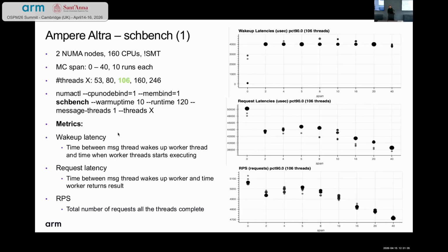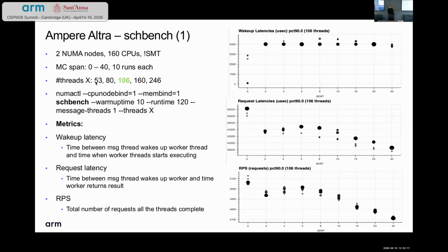This is an example with schedbench. You have as metrics the wake-up latency. We talked about this yesterday already. Wake-up latency is the time between wake-up and actually switching the task. You have request latency, which comprises wake-up latency, but also the message goes from the message thread towards one of those worker threads, and the message comes back. And then you have requests per second, which is the total number of requests done in this time.